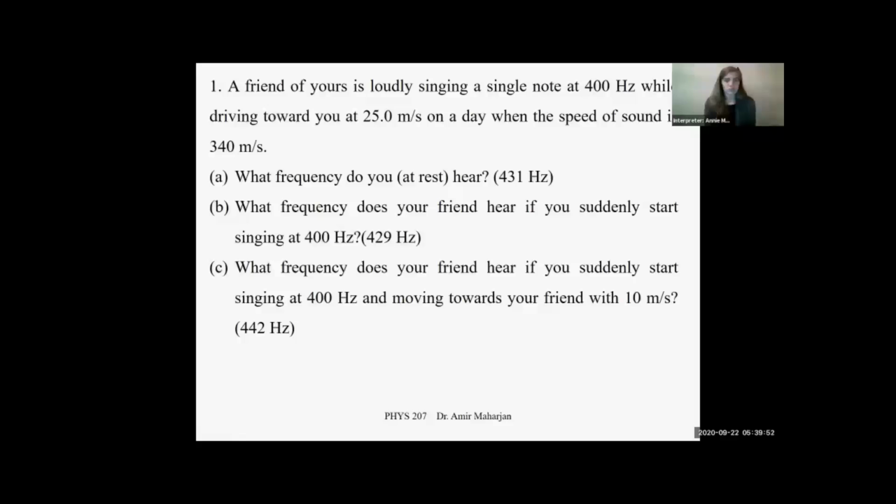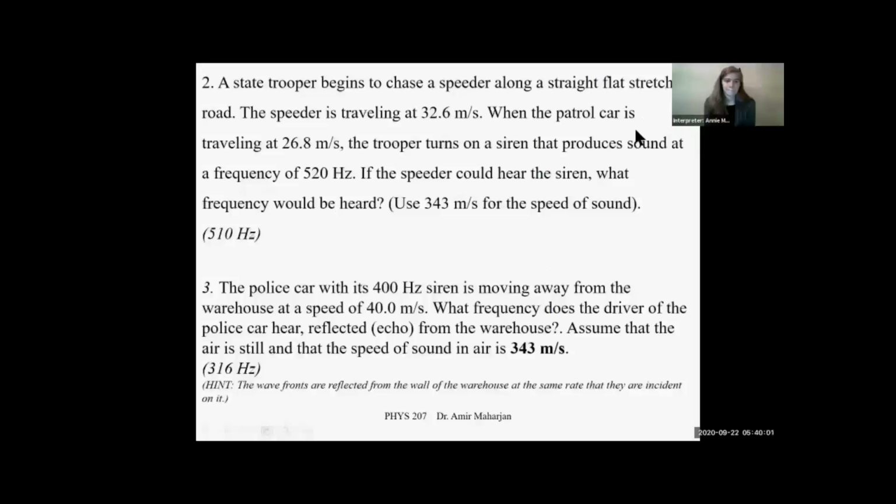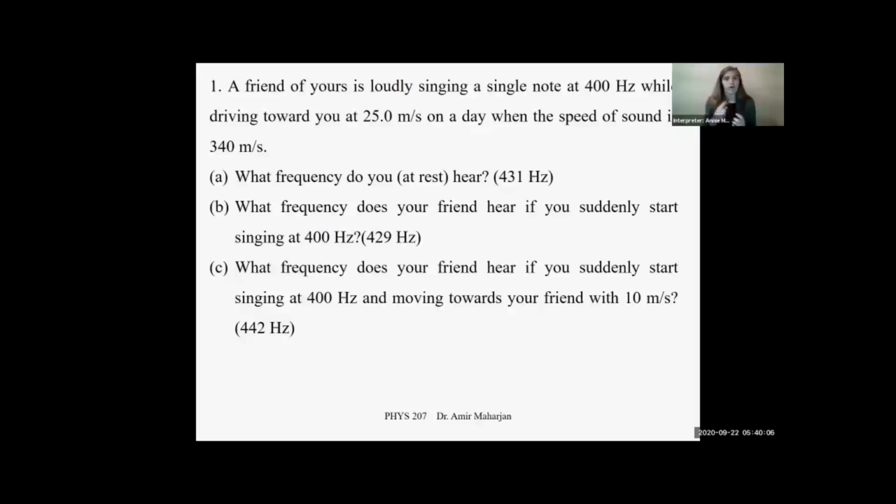It says, a friend of yours is loudly singing a single note at 400 hertz and is approaching towards you, driving towards you at 25 meters per second on a day when the speed of sound is 340, so use 340 as the speed of sound. What frequency do you hear? You are at rest. And what frequency does your friend hear if you suddenly start singing at 400 hertz and moving towards your friend with 10 meters per second? So these are the questions.